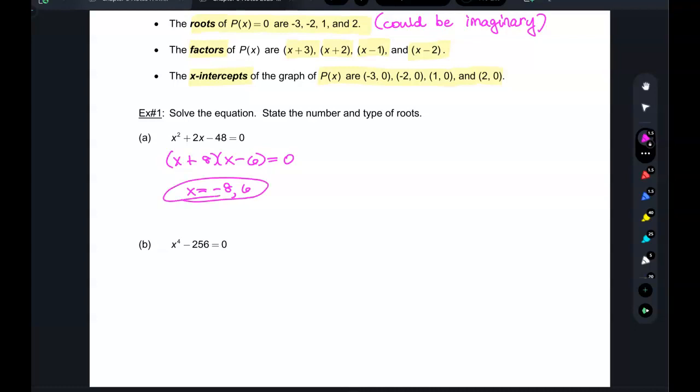If it factors, we factor it. Okay, so that was solving the equation. Now we want to state the number. How many answers did we have? We had 2 answers, and they were real roots. So 2 real numbers. We didn't have an imaginary number here, so we just say 2 real roots. If, let's say, one of them ended up being imaginary and one was real, we would say 1 real root and 1 imaginary root.